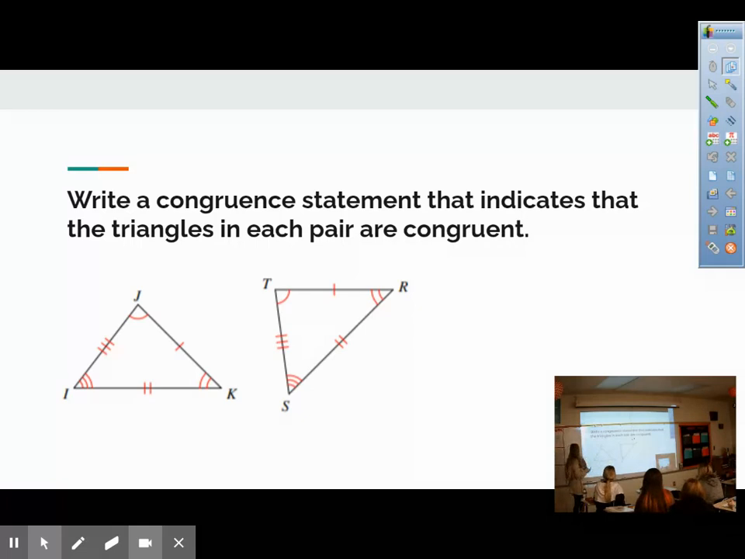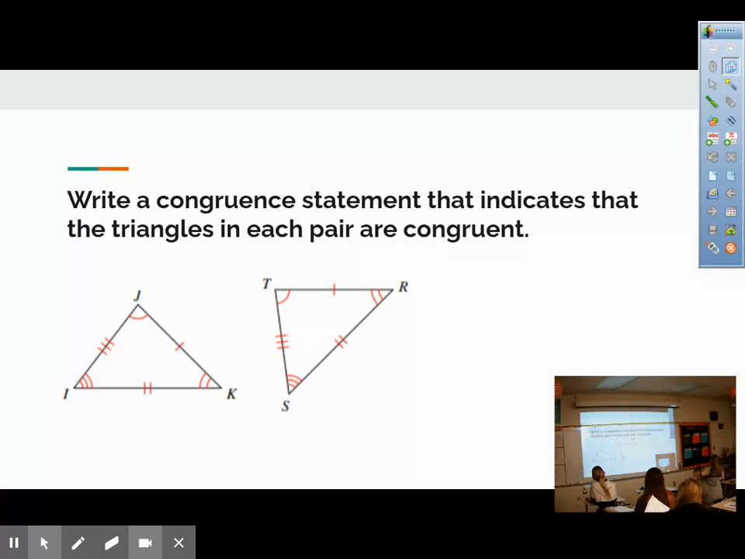Triangle JKI congruent to triangle TRS because I just went like 1, 2, 3, and then 1, 2, 3. Yeah, very good. So, the first triangle, the order doesn't matter. So if you wrote JKI, that's fine, but then you had to do TRS. Now, if you did KIJ, you'd have to do RST.